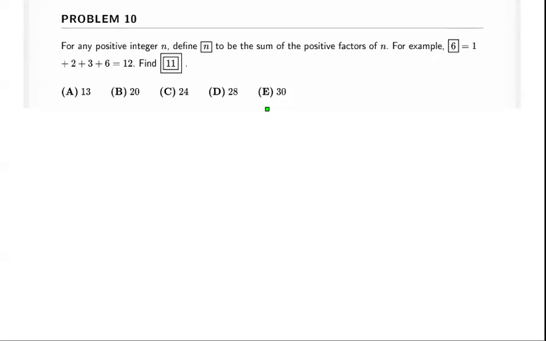Okay, I'll go ahead. The question is kind of straightforward. It says for any positive integer n, define the square of n, if n is inside of a square. This is the operation we are told, and it is going to be the sum of the positive factors of n. Then in the example, we are given 6. If you take 6 in that square, you just add the divisors of 6. 1, 2, 3, and 6 are the divisors, and that's 12.